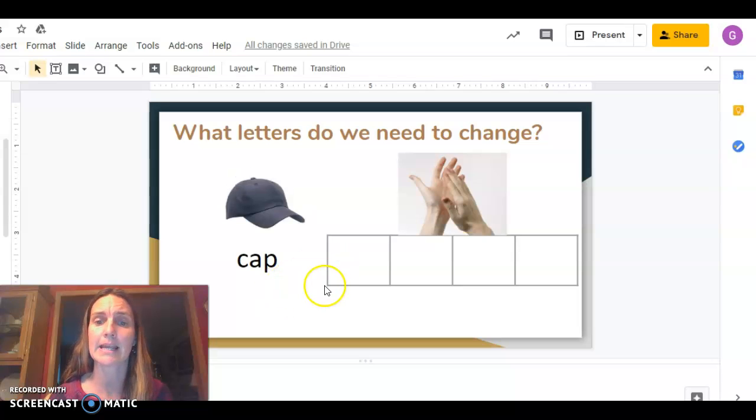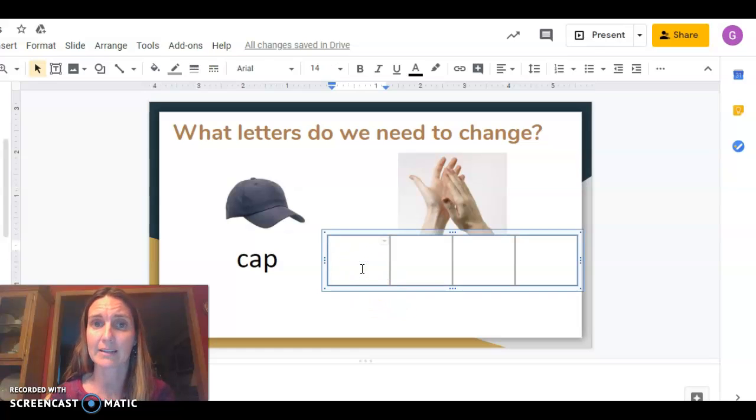I want to say clap. Let's stretch out clap. Clap. K-l-a-p. Clap. Where was the change happening? I heard a sound added to the word. So what sound did you hear added?